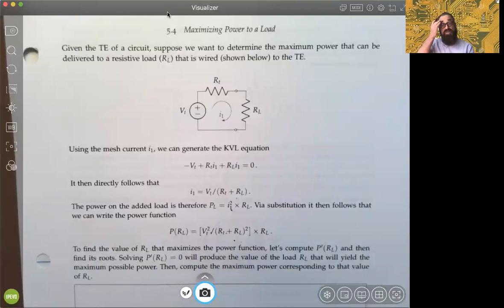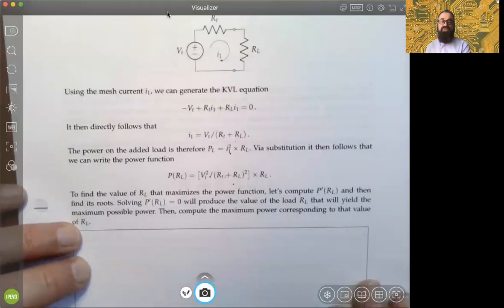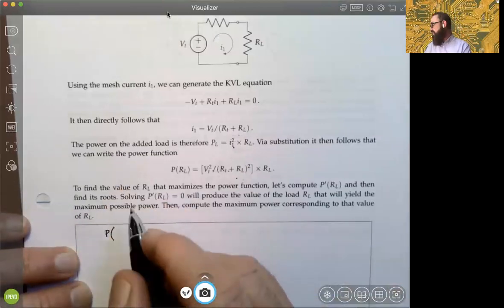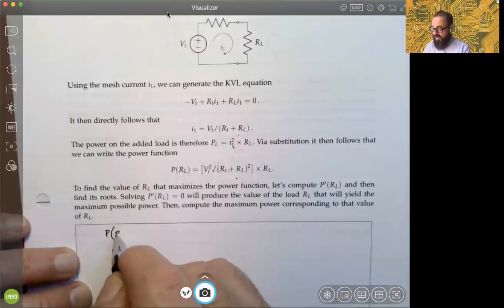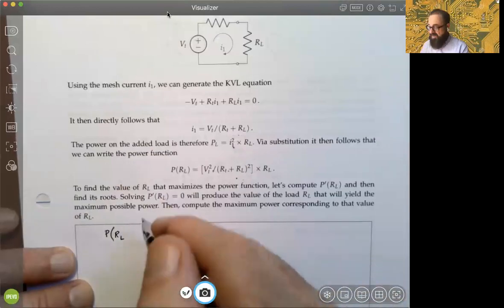So what we'll do is use our calculus skills. If it's a function of this independent variable R sub L, let's take the derivative of that function, set it equal to 0, and finding those roots will tell us the value of R sub L that will yield the maximum power. And that's exactly what we're going to do here. We'll first write down the power function. Again, the independent variable is R sub L. We could change the variable name if we wanted, but we'll leave it as it is.